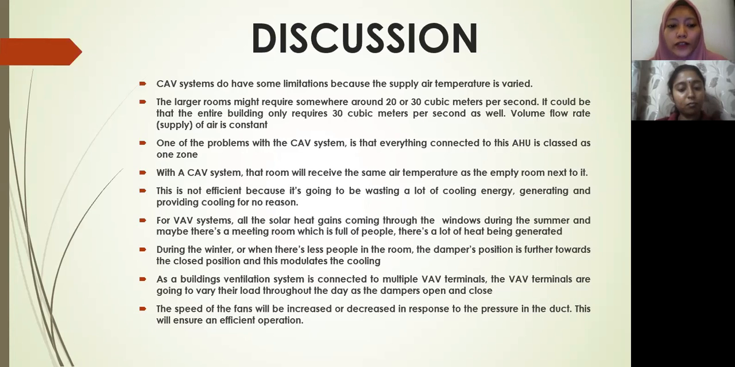For the VAV system, consider all the solar heat gains coming through the windows during the summer, and maybe there is a meeting room which is full of people. There is a lot of heat being generated. During the winter when there are fewer people in the room, the damper position is further towards the closed position, and this modulates the cooling. As a building's ventilation system is connected to multiple VAV terminals, the VAV terminals are going to vary their load throughout the day, and the dampers open and close. The speed of the fan will be increased or decreased in response to the pressure in the duct. This will ensure efficient operation.